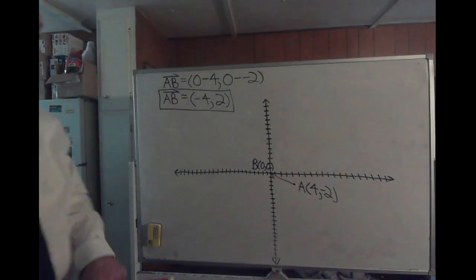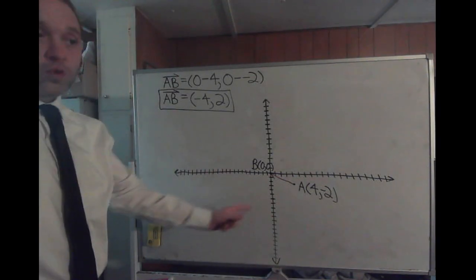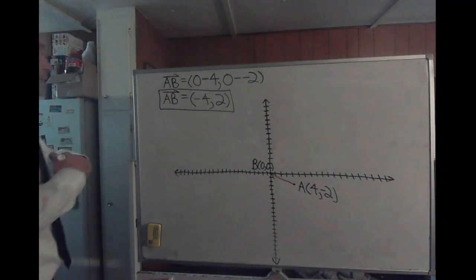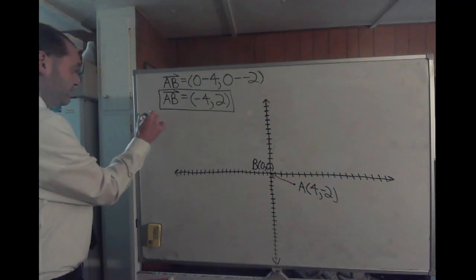So it's moving west 4 units and north 2 units. So the direction would be northwest. Now we need to find the magnitude of the vector.